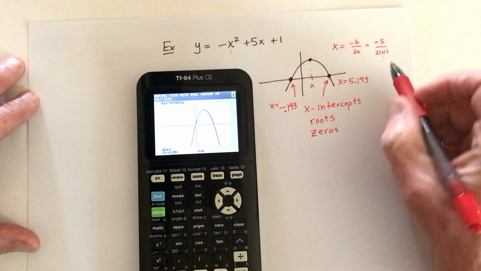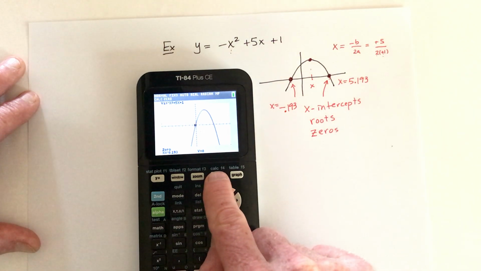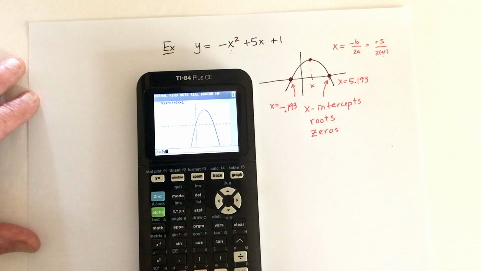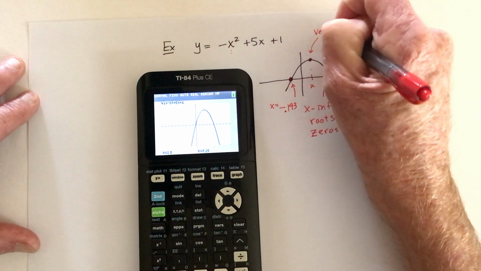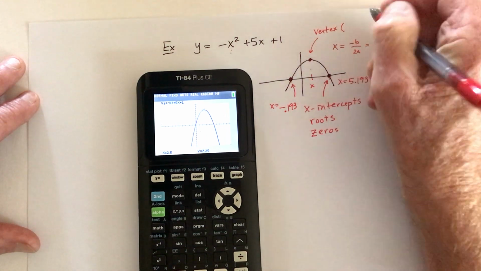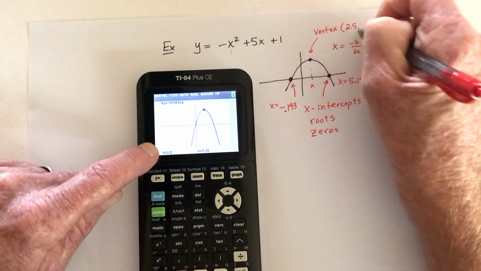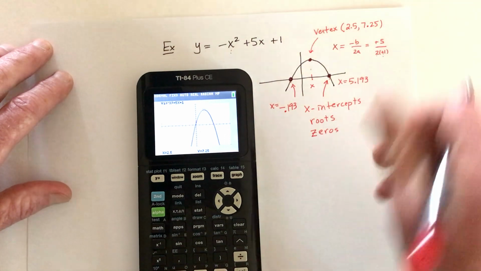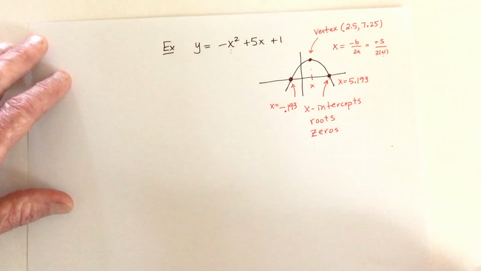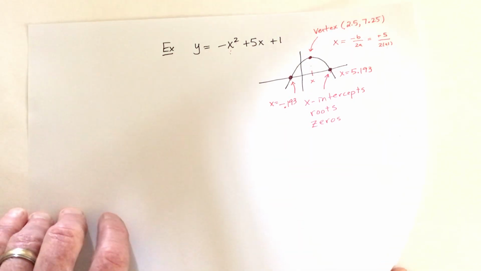And so that means that x is 5 divided by 2. So I can just tell the calculator, go to trace and put in 5 divided by 2. And it says that the vertex is 2.5 and the y value is 7.25. So there's all the information that we needed for that one. Then there's a couple more things to do.